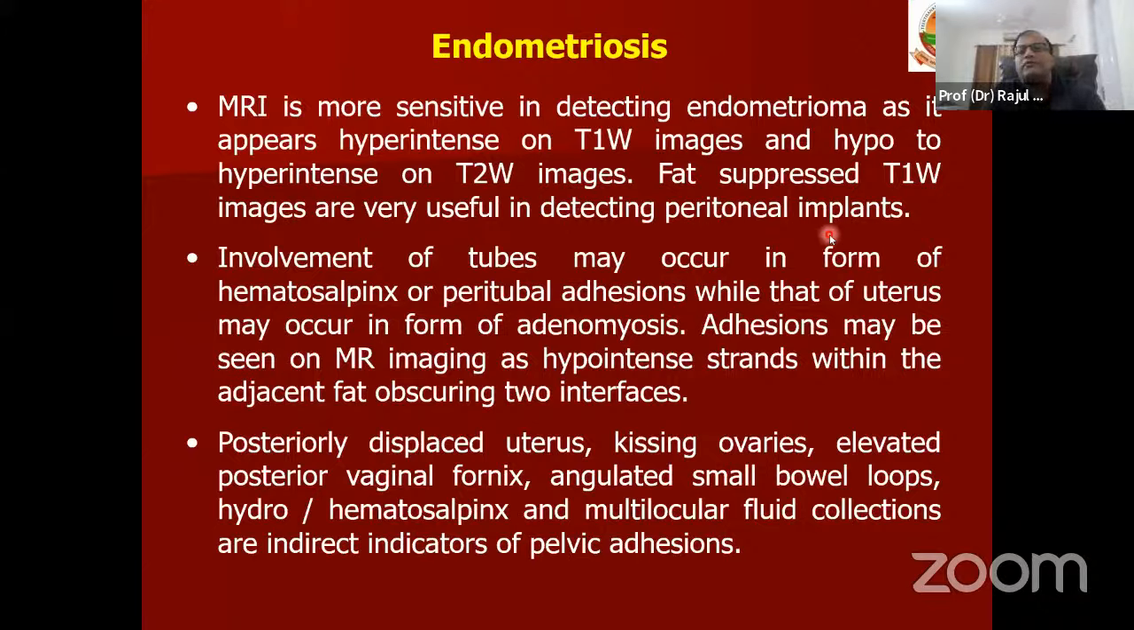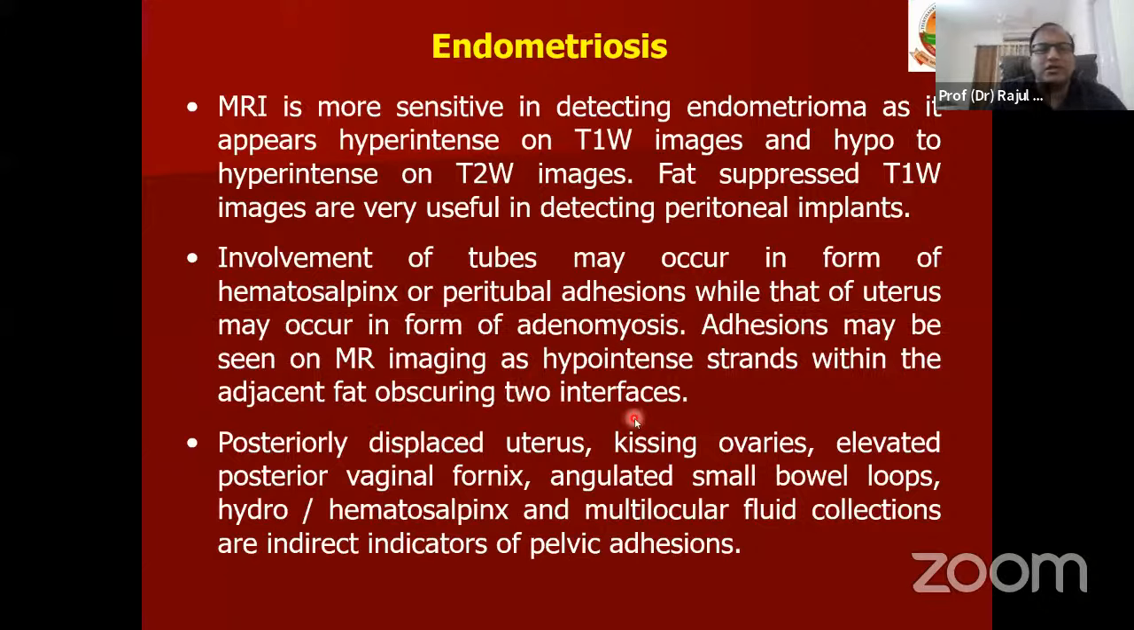So we know that endometriosis is a disseminated disease in many patients. So we have to do the whole abdomen rather than just the pelvis in these patients. Involvement of the tubes can also occur in the form of hematosalpinx and peritubal adhesions, while that of the uterus may occur in the form of adenomyosis. Adhesions may be seen on MR imaging as hypointense strands within the adjacent fat obscuring the interfaces.